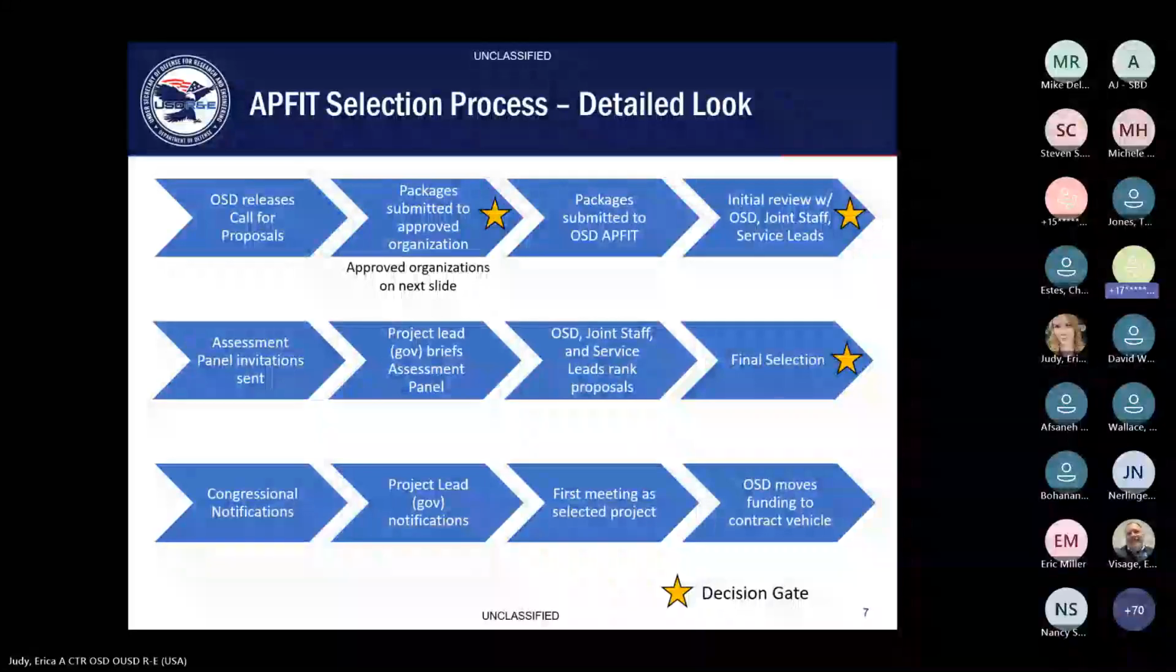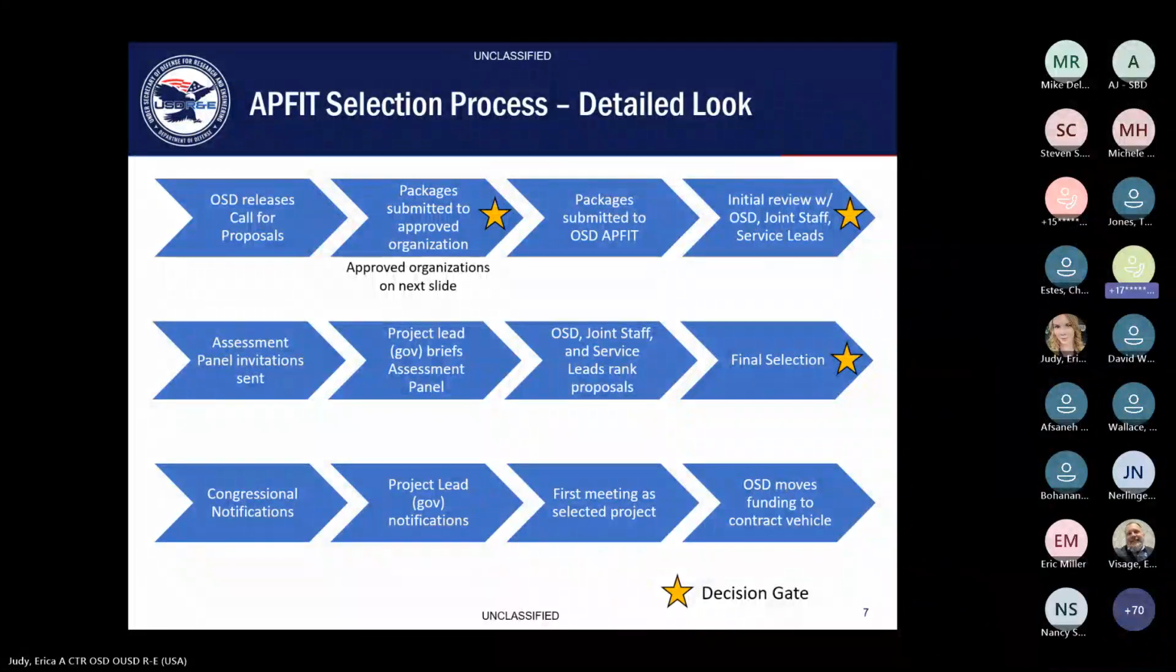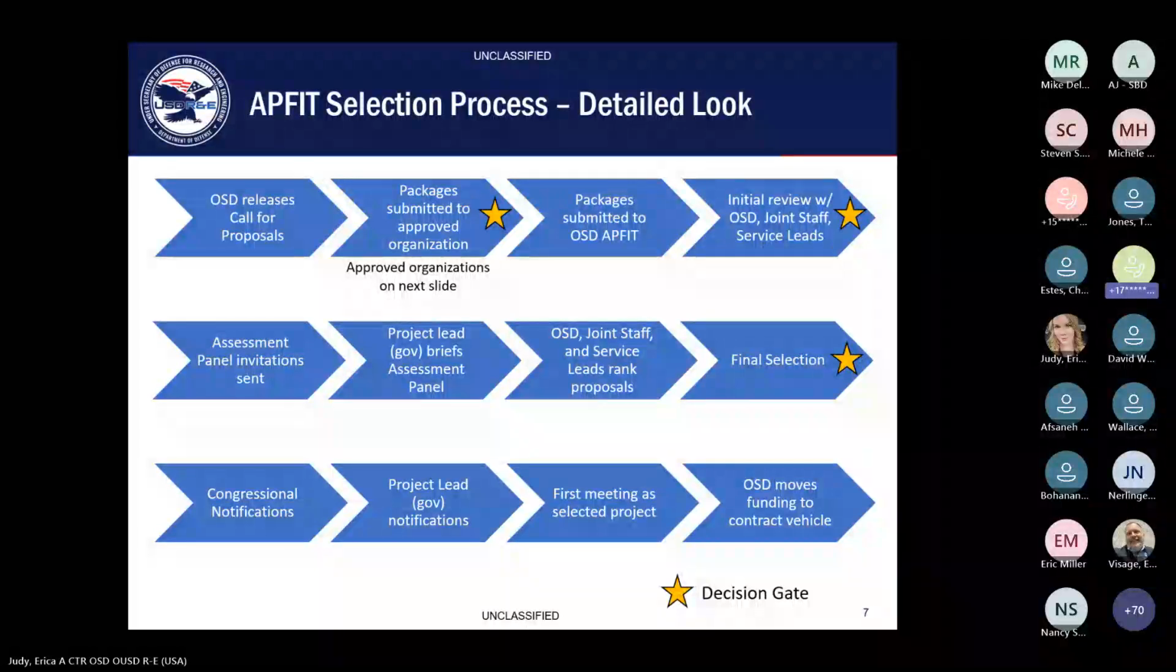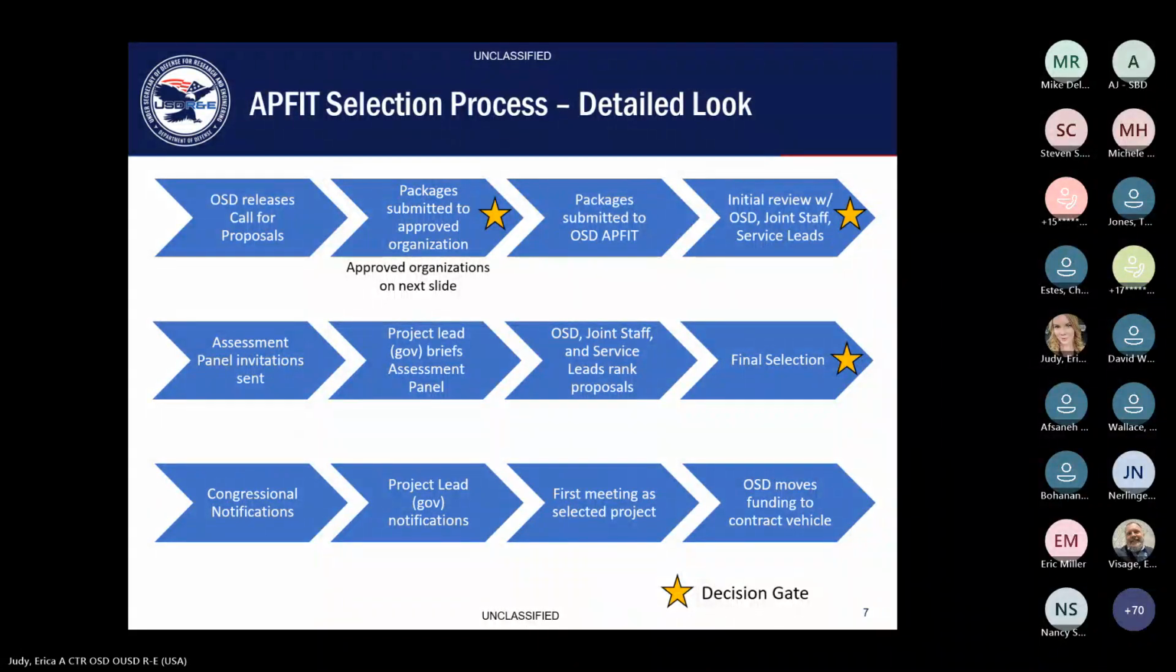We can't invite every proposal that we get into the assessment panel, so that's your second down selection there. If you make it through that, then you get invited to the selection panel. Another really important factor here, it won't be you as the company briefing the selection panel. That is a government-only meeting.